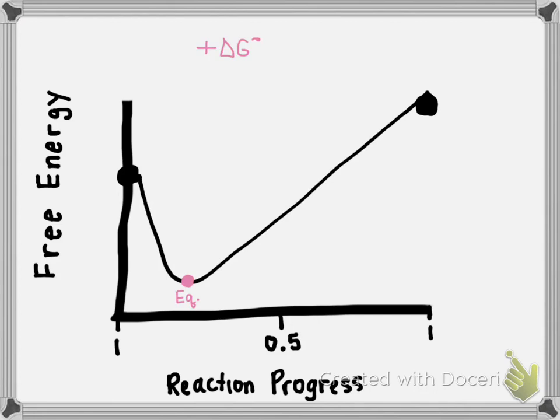Okay, but let's say we're at this point here on the plot. So we have more products. We're on the product side. And so that means our Q is going to be greater than our KEQ. We have more products. So anything to the right of our equilibrium point will be Q greater than KEQ.